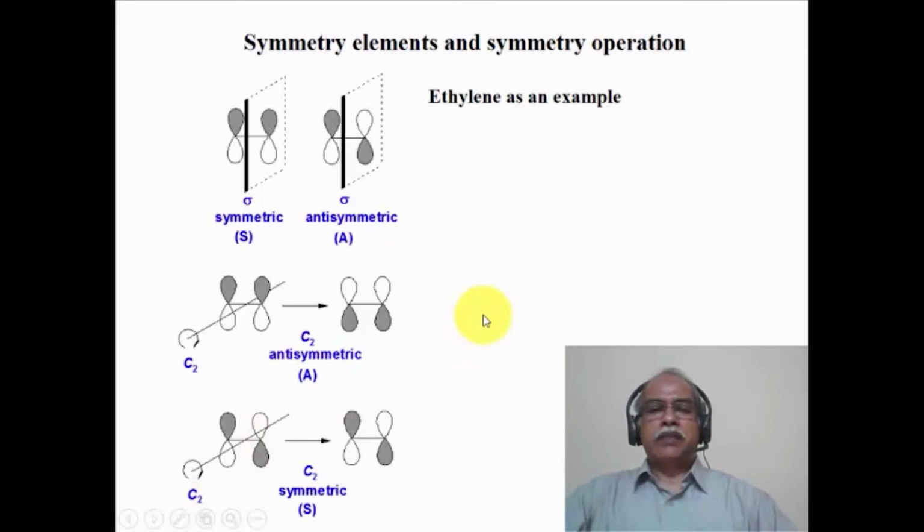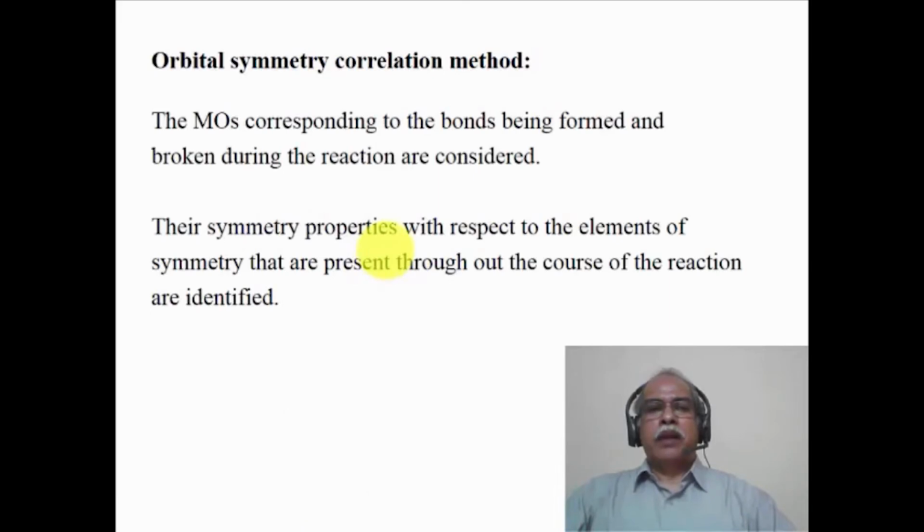So one can identify the symmetry property of a particular molecular orbital either using a sigma plane or using an axis of symmetry. Depending upon the situation, we could use either the sigma plane or the C2 axis of symmetry. We will consider which one of these symmetry operations to perform at a later stage, when we discuss the orbital correlation diagram methodology with an illustrative example.